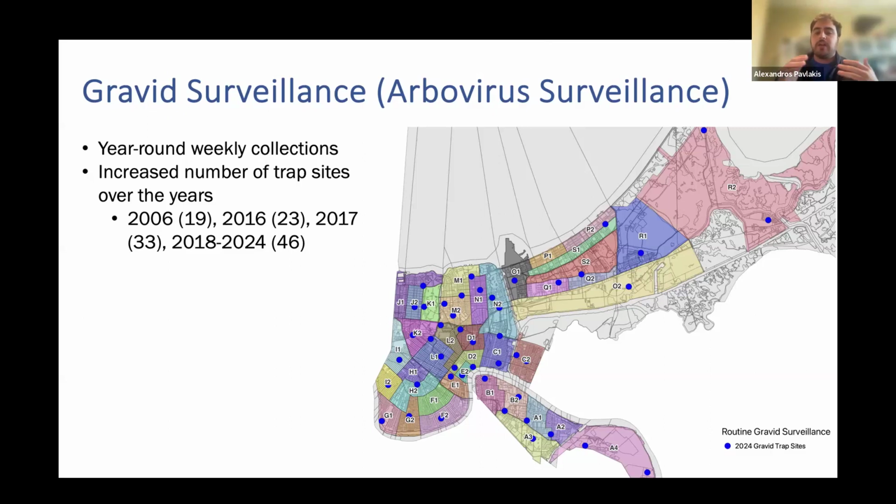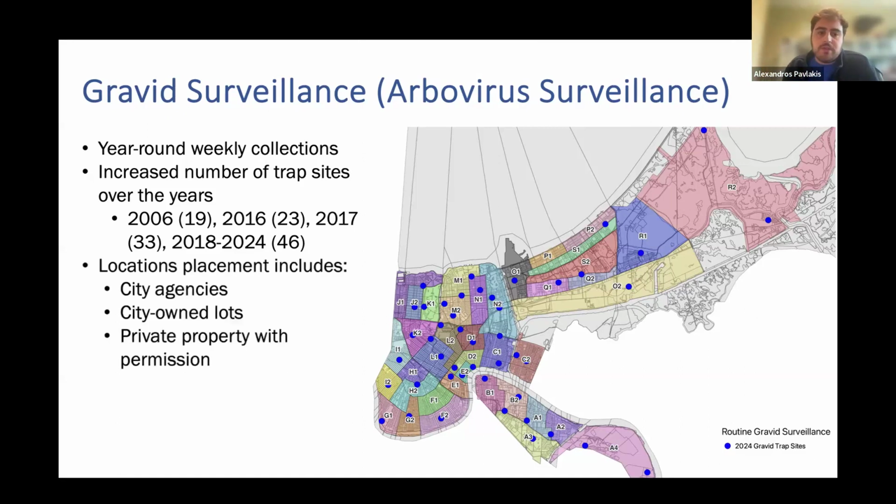This gives us much better, more granular data at specific areas of the city, so we can understand where these mosquitoes are, where our positives are occurring, and where we can target our control efforts, based on having more trapping and an understanding of these different population abundances throughout the city.